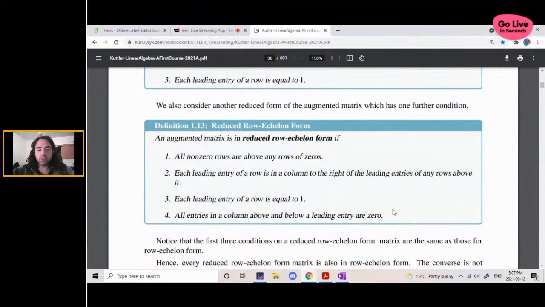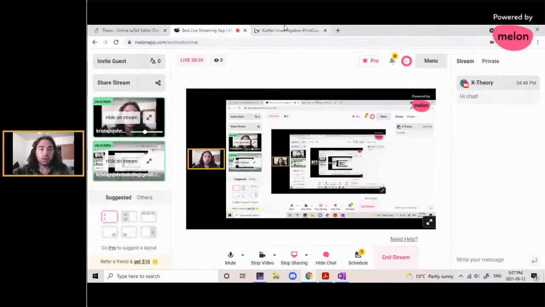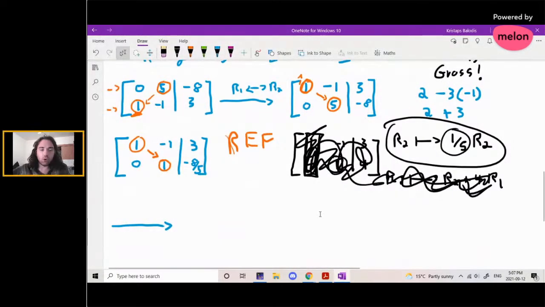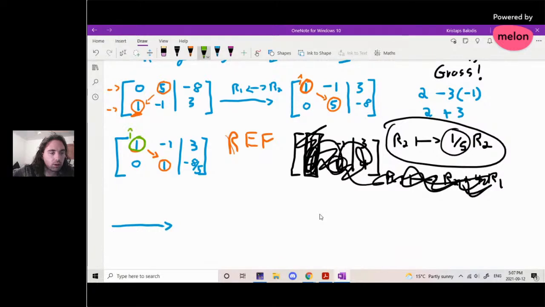So the only thing that's different is we basically copy pasted the first 3 conditions, and then we tacked on this one extra step, and that says all entries in a column above and below a leading entry are equal to 0. So let's see if we have that. I go back to my matrix here, and let's look at our first leading entry. If we look at the leading entries above it, there are none, so nothing to worry about. And we look at the leading entries below it, and yeah, all of them are equal to 0. Great. So let's look at our other leading one.